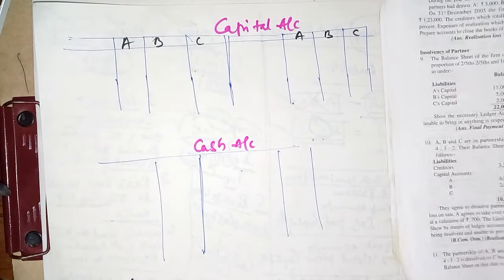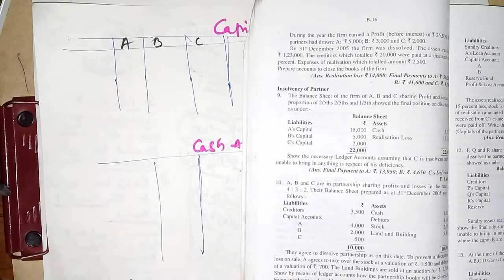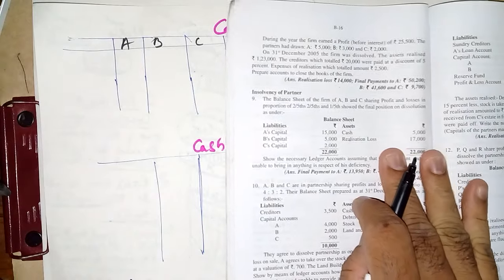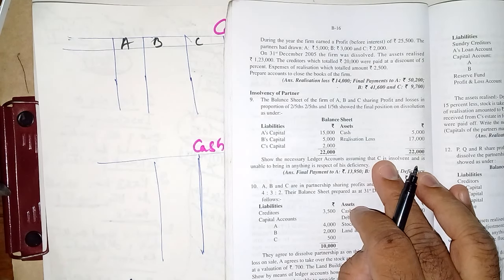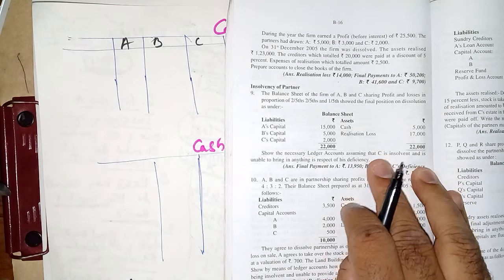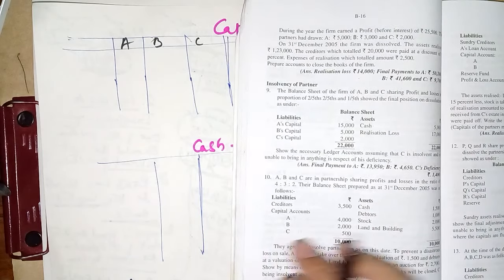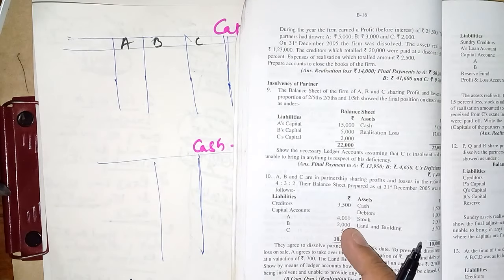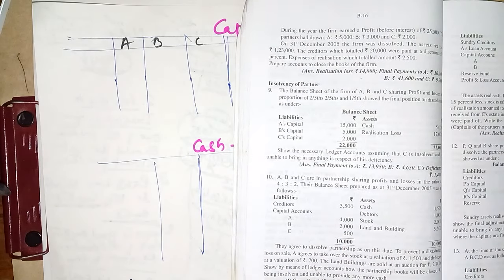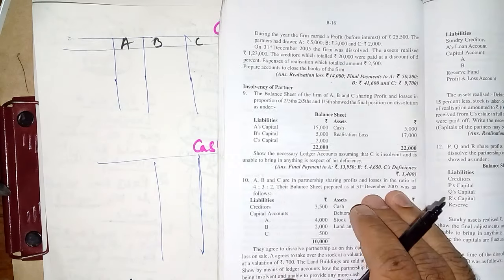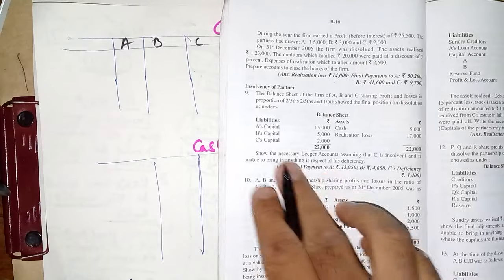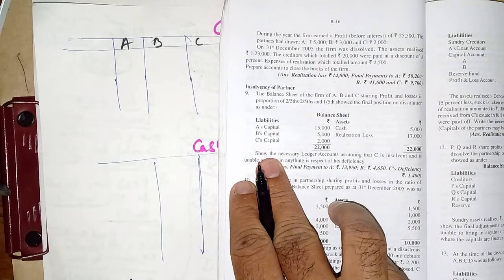Now see the question. It is the simple procedure of dissolution only. The insolvency of one of the partners is nothing but the extension of dissolution, so don't be so worried about what to do. I have explained in the earlier video. You can watch the earlier video and try to understand the basic crux of insolvency. While working out, I will explain. Just concentrate.